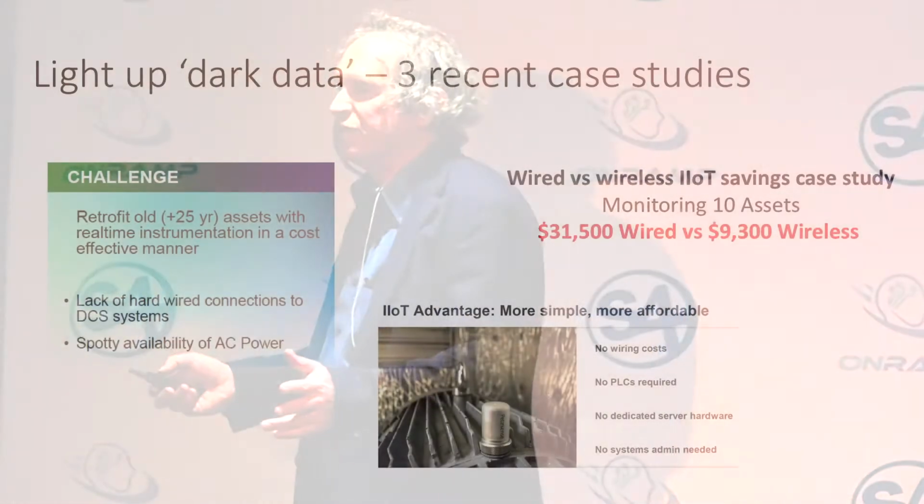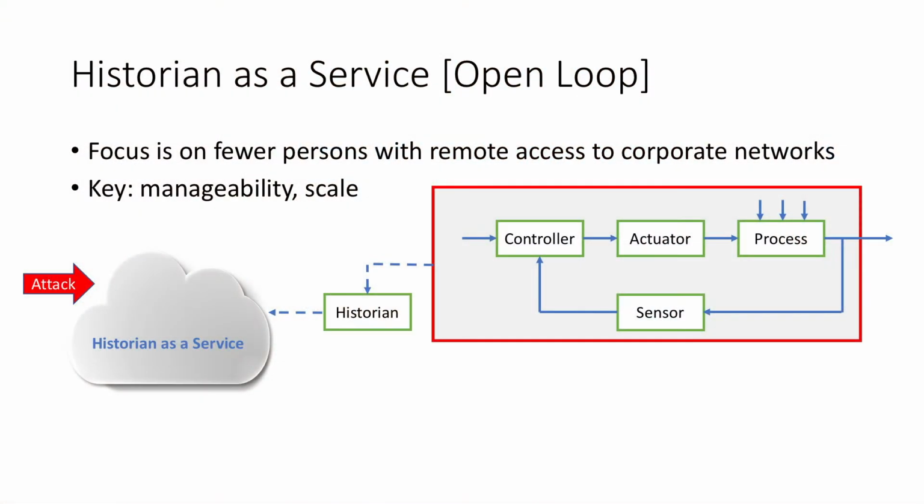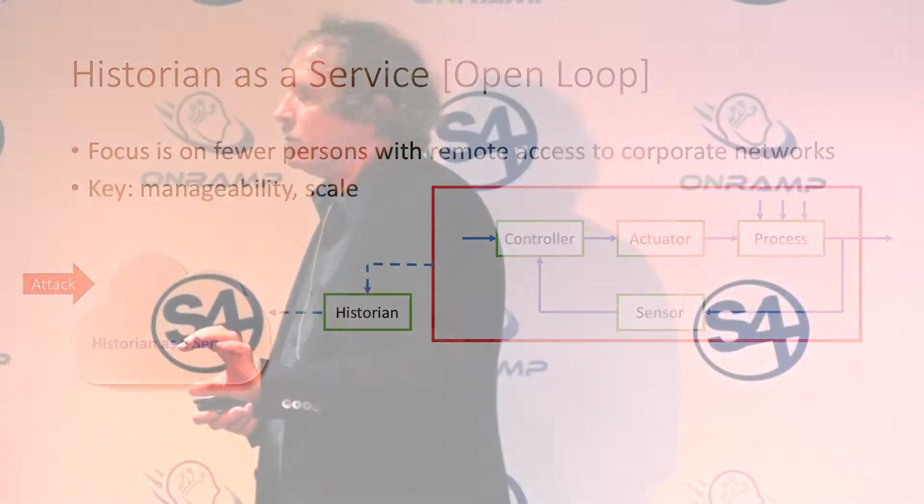Why? We're lighting up dark data. This is data that's never been available to your company before. You can make lots of money if you have this data. Oh, historian as a service. My favorite thing, this is kind of what OSIsoft does, is historian business. The key here is about getting fewer people inside that critical perimeter, right? The more people you can move outside the perimeter, the safer things will be.